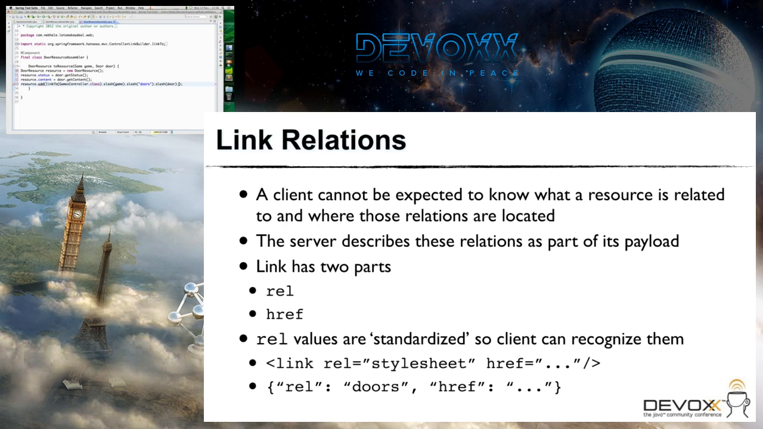Door, and then with a self-rel. So we need to create a self-link for it because everything that comes back should have one of those, and we'll return the resource.